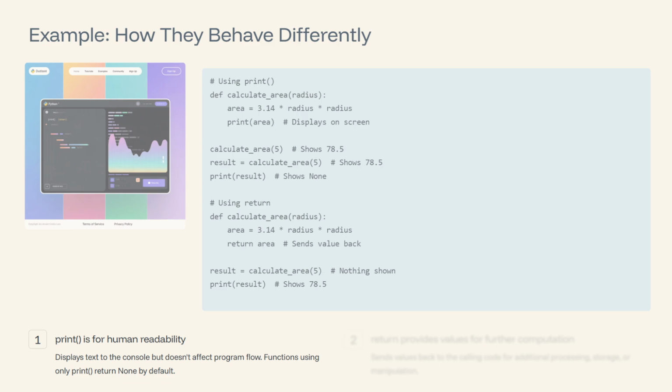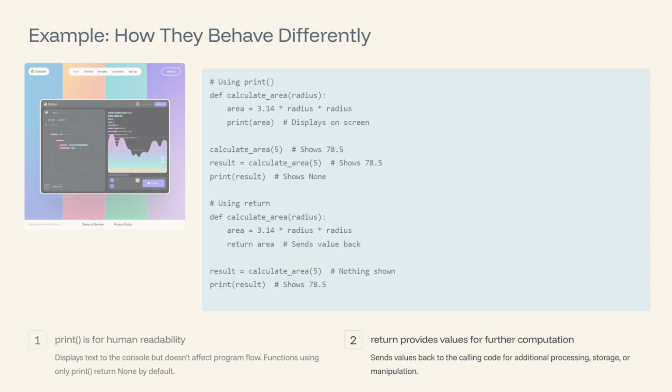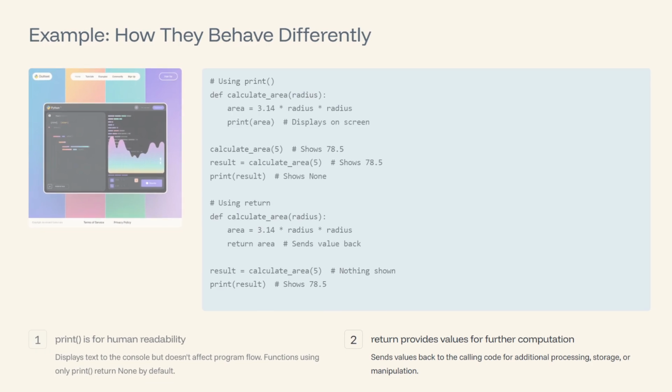Print is for human readability, which displays text to the console but doesn't affect program flow. Functions using only print return None by default. And then we also have return, which provides values for further computation, and it sends values back to the calling code for additional processing, storage, or maybe manipulation. So that's the difference between the two.